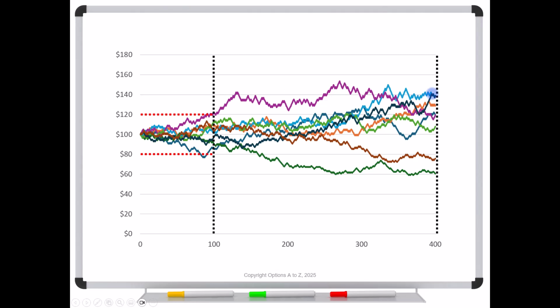But notice what happens if we go out 4 times the amount of time. Now it looks like our high up here is about 140 and the low down here is around 60. So now we're roughly plus and minus $40. Back here we were plus and minus $20, but it took us 400 days to finally get to where we could be plus or minus $40. It took us 4 times the amount of time to double this range. And that's the key insight.